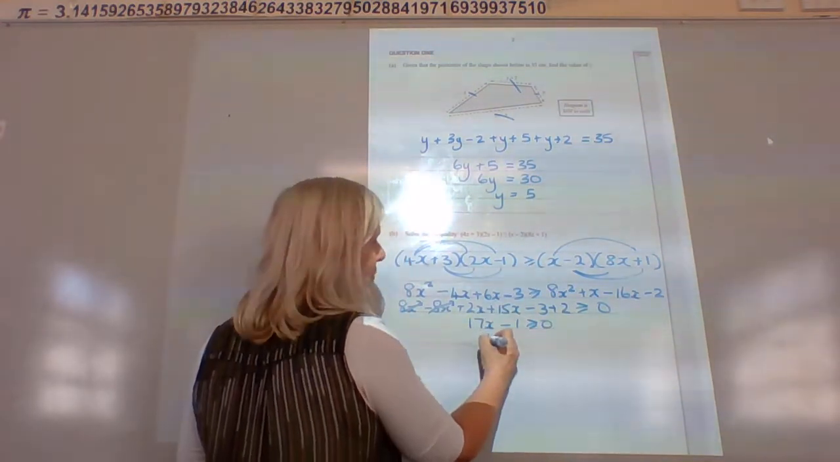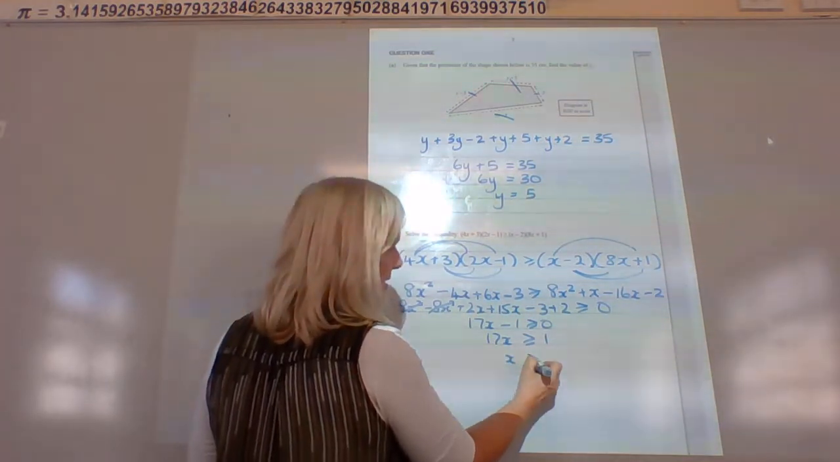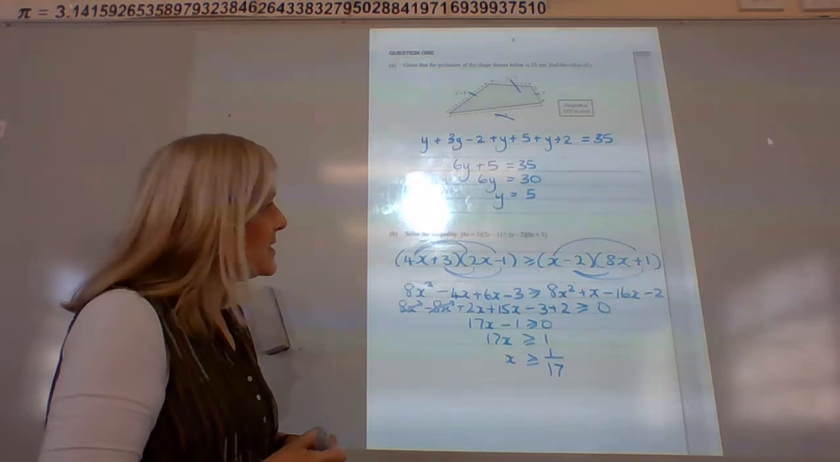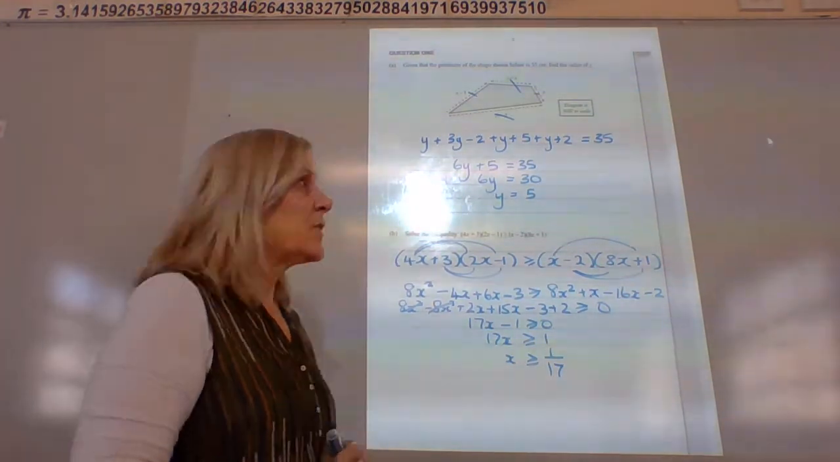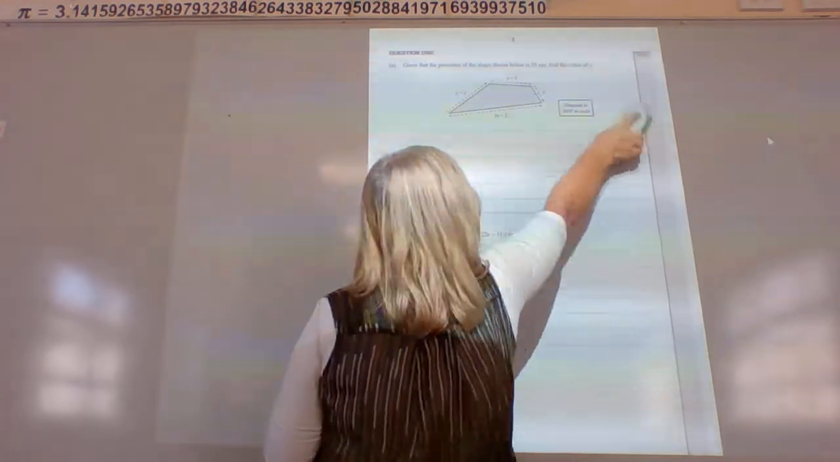Put the 1 back over now. So less than or equal to 1, and x is less than or equal to 1 divided by 17. So that's the first 2 questions. All right, going to look at the next 2 questions now. Just going to zip over and put them up.